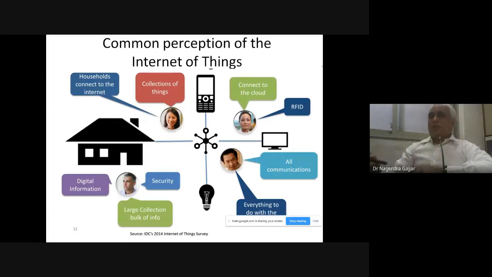So a common perception of IoT is that we have a kind of networking, right? If it is a home representation, I have digital information, security, a large collection, a bulk of information. I have a household connected to the internet, a collection of things. I have a mobile platform. I have my home automation, electricity systems, everything we do with all kinds of communication, connected to the clouds, RFID. So this is what we understand as the Internet of Things, right? Okay. And you have already seen the Internet of Things architecture as well as the protocol stack the day before.